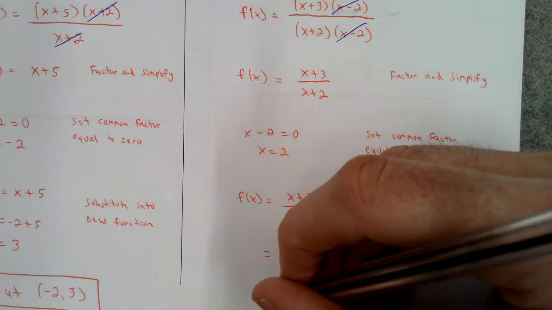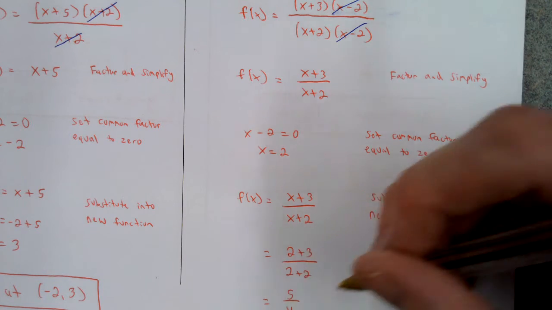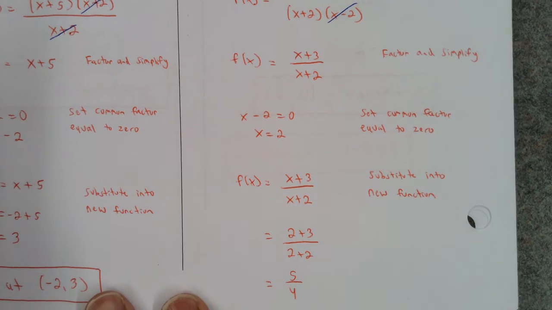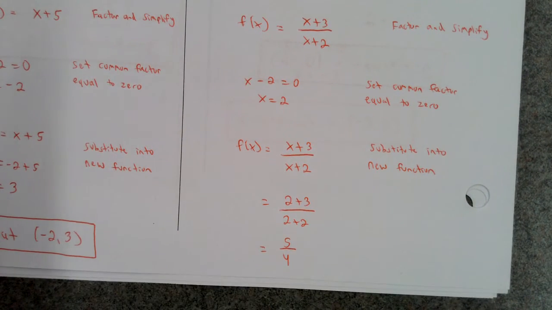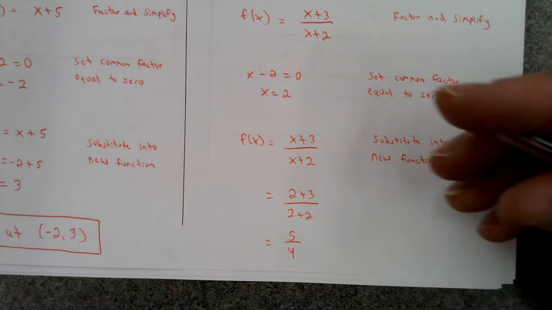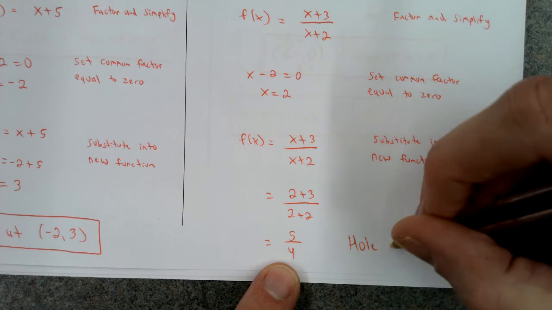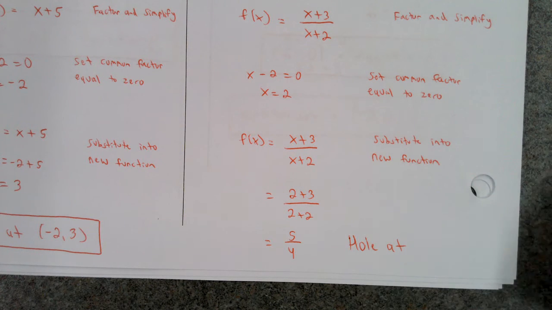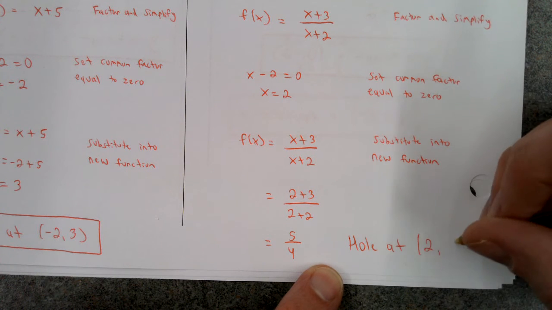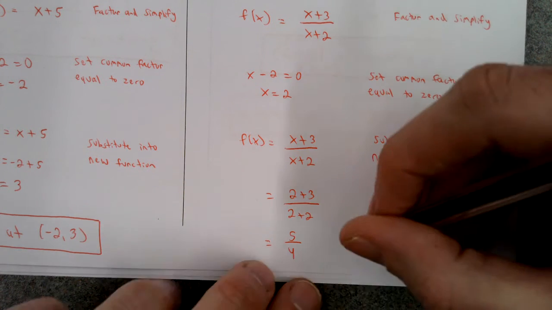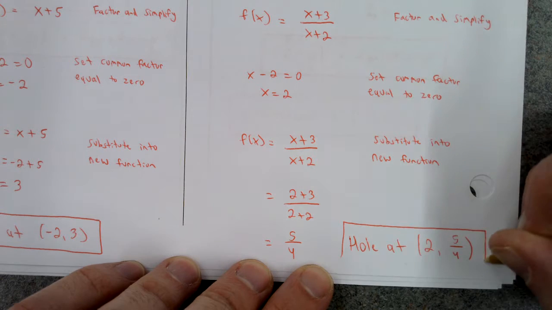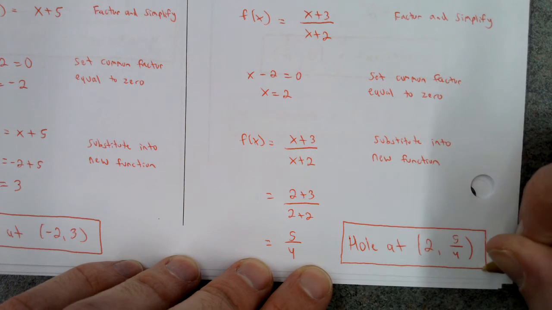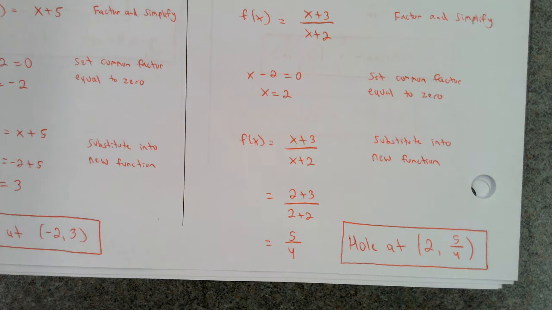That's going to equal 5/4. 5 over 4. So it's a fraction, that's okay. Okay, 5 over 4. So the final answer. And again, you can have more than one hole. But our hole is at x, comma y. 2, comma 5/4. Okay. The next page is on vertical asymptotes.